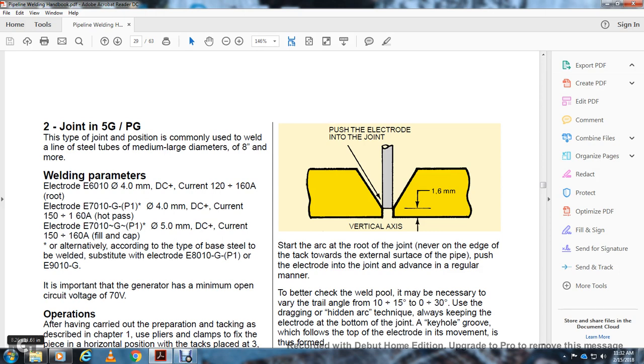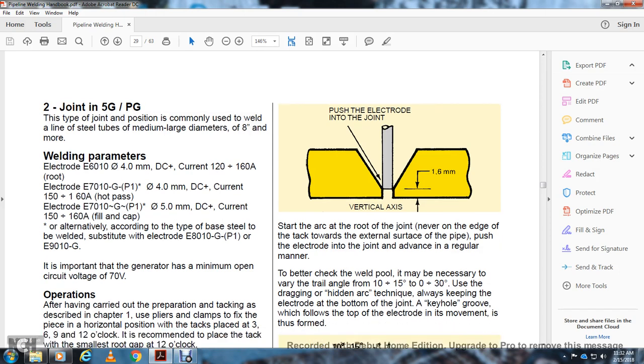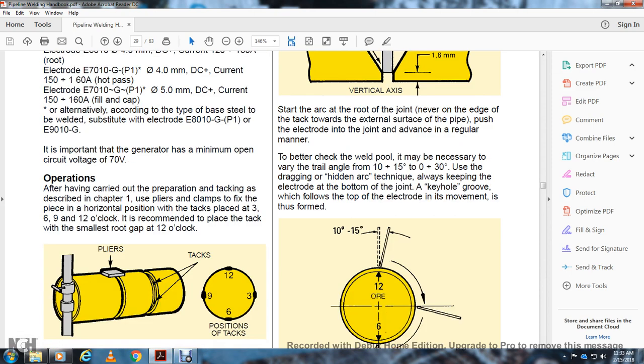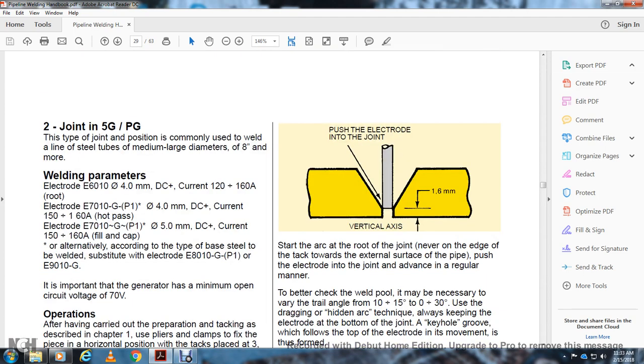It is important that the generator's minimum open circuit voltage is 70 volts to ensure good penetration. Tacking is described in Chapter 1, using pliers clamps to fix the pipes in place in the horizontal position, with tacks placed at the 3, 6, 9 and 12 o'clock positions. The pliers also show the tacks at these positions.